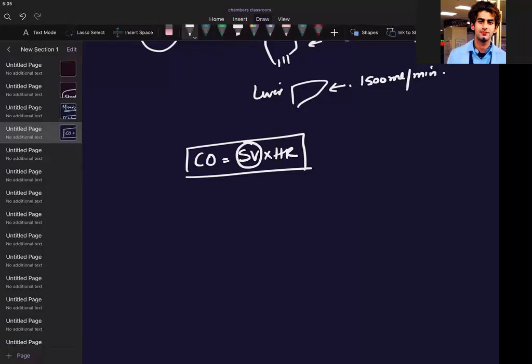Different books write different things. Some write 4, some write 3. I would go for 3 major factors. Now this stroke volume is determined by 3 factors. Every time you write anything about stroke volume, 3 things should come into your brain.